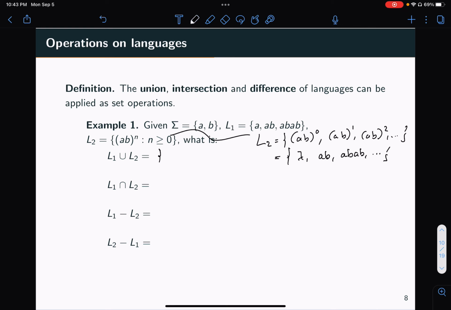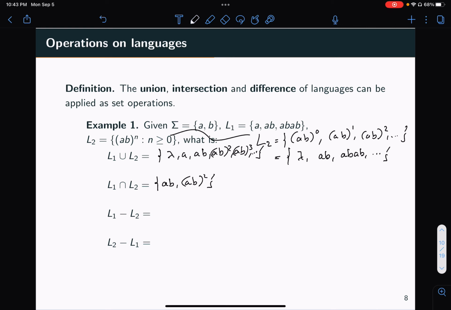So then my union is going to be lambda, A, and then AB, AB^2, AB^3, and so on. Okay, what about the intersection? Well, the intersection is going to be the language containing strings that are common to both L1 and L2. So in that case, that's going to be, as I just pointed out, AB and AB squared. Those are the only two strings that are both in L1 and in L2. So then I have AB and AB squared.